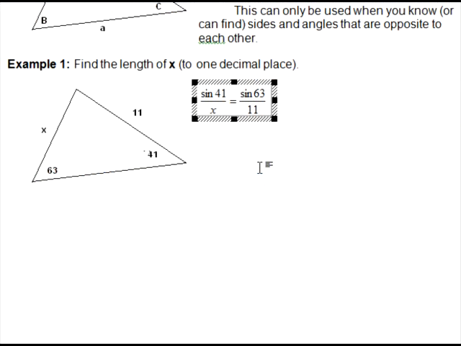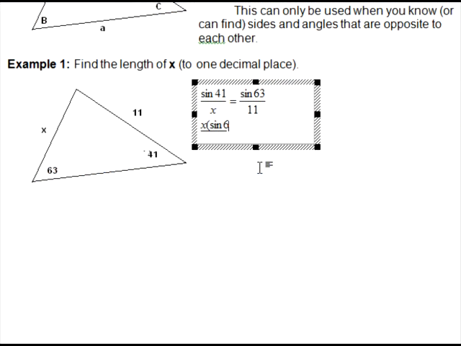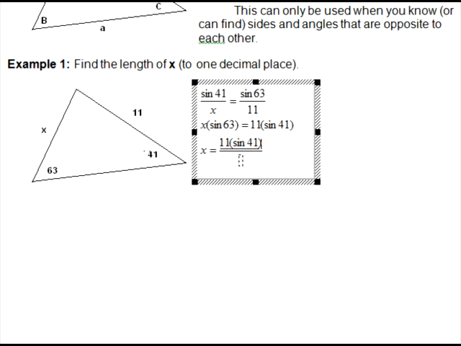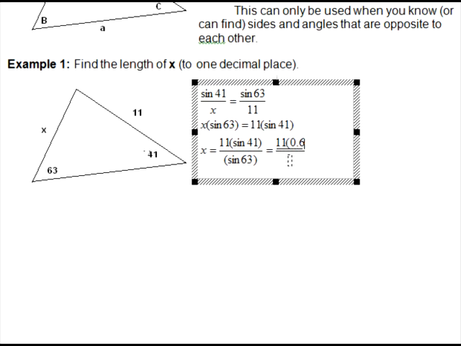Now we're just going to cross multiply. So x times sine 63 equals 11 times sine 41. If you remember how cross multiplying works, it's the denominator of one fraction multiplied by the numerator of the other. Then I want to get x by itself, so x equals 11 times sine 41 divided by sine 63. What I did there on the left was divide by sine 63 on both sides. You can do it all in one step in your calculator if you want to. I'm going to type it out for you just to make sure.